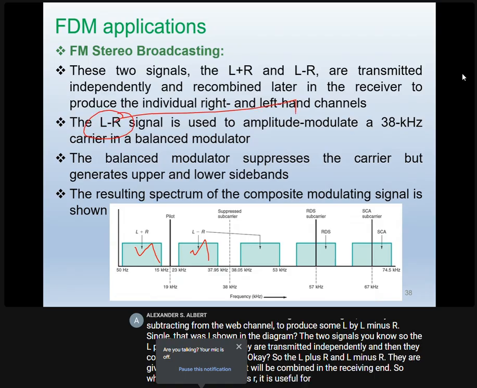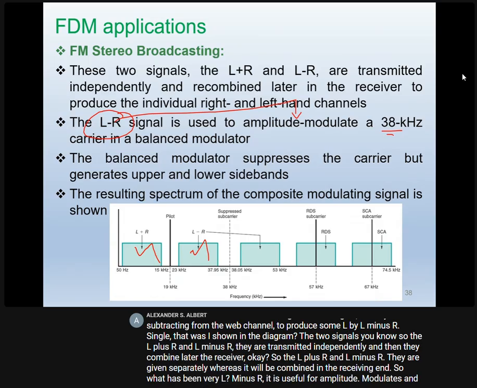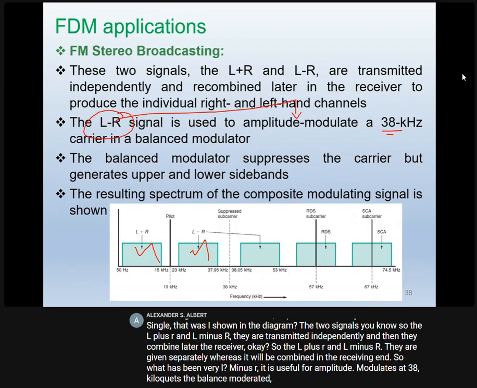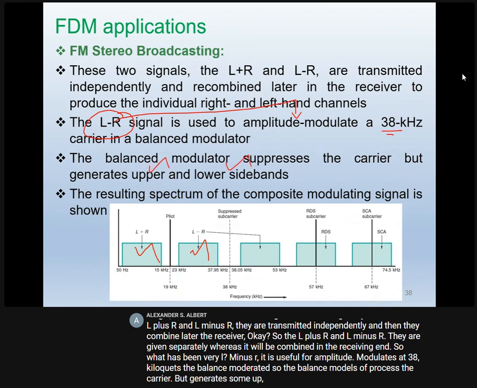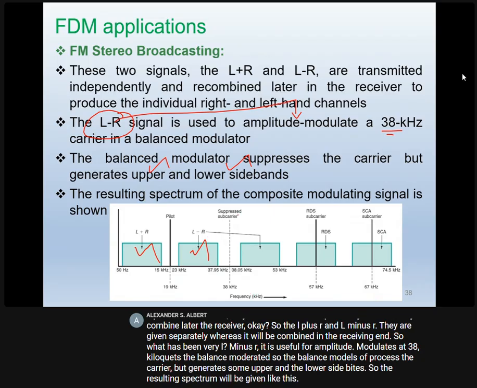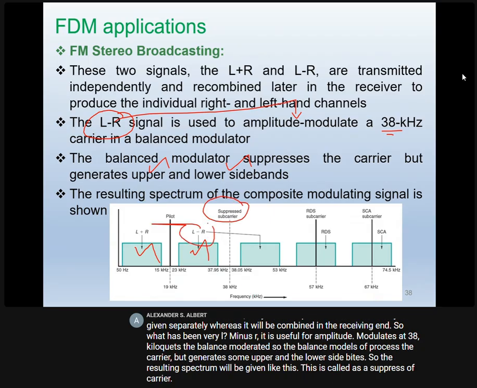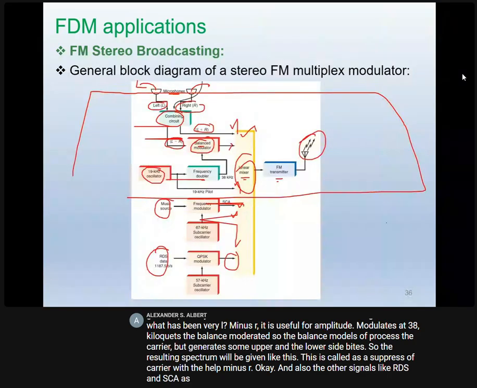It is amplitude modulated at 38 kilohertz in a balanced modulator. The balanced modulator suppresses the carrier but generates the upper and lower sidebands. So the resulting spectrum will be given like this. This is called a suppressed subcarrier with L minus R, and also the other signals like RDS and SCA as per this particular diagram.